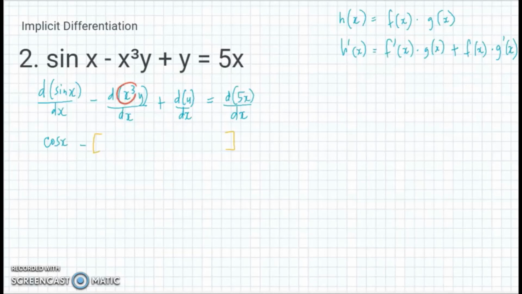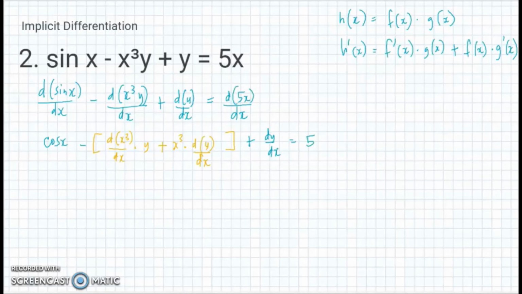So we consider this x cubed as our first factor, no? And y is our second factor. So we have derivative of x cubed with respect to x multiplied by the second factor y, then plus the first factor x cubed multiplied by the derivative of the second factor y with respect to x. Okay, we have the plus dy dx is equal to, this one we can do also, derivative of 5x with respect to x is just 5.